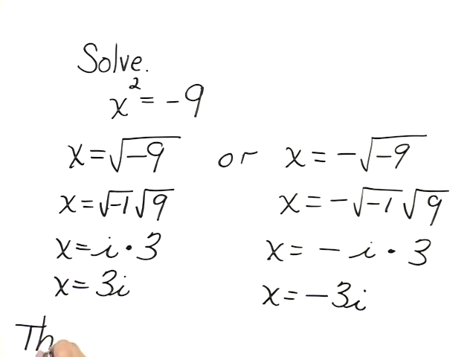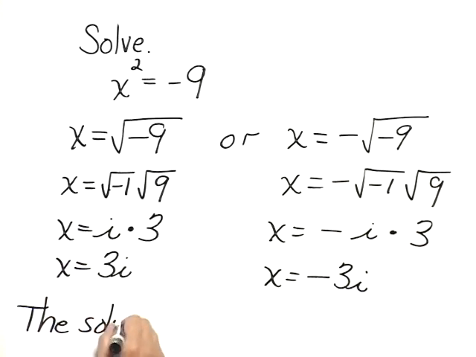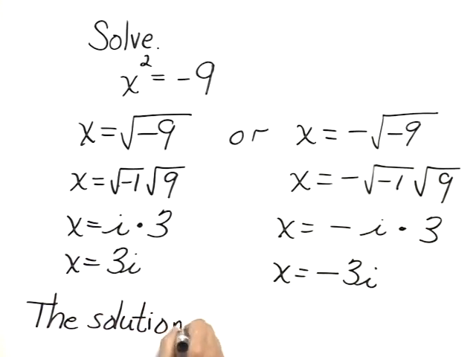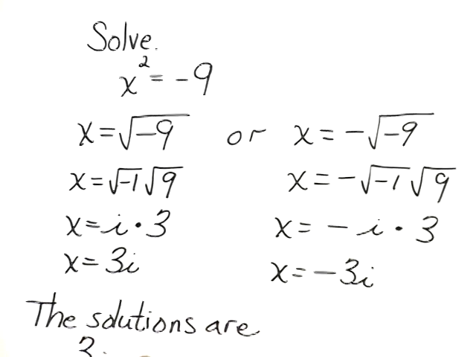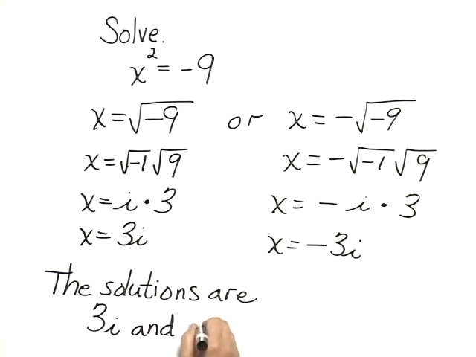So here, the solutions are 3i and negative 3i.